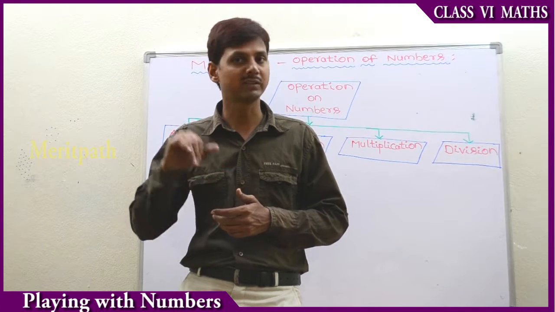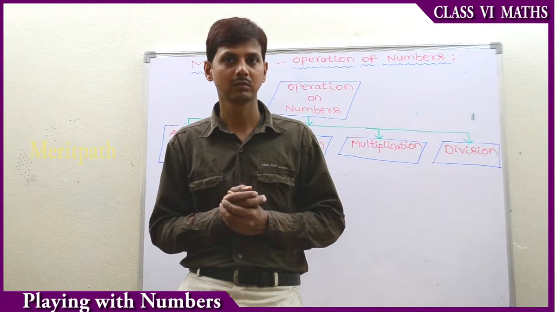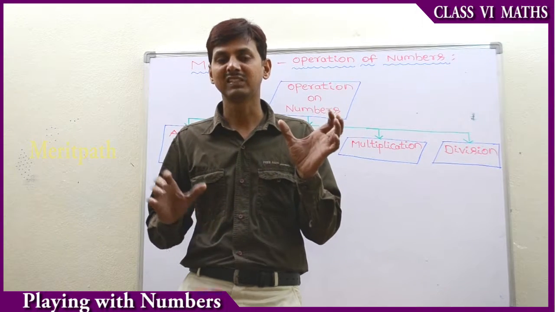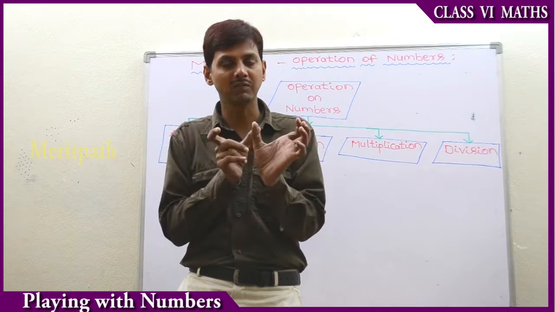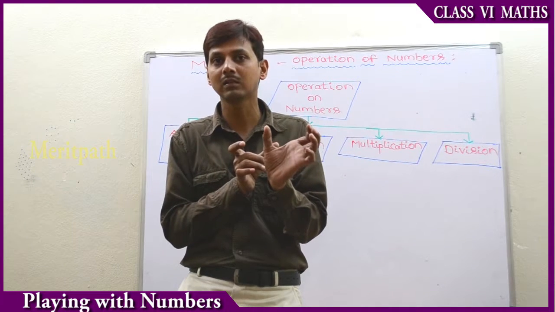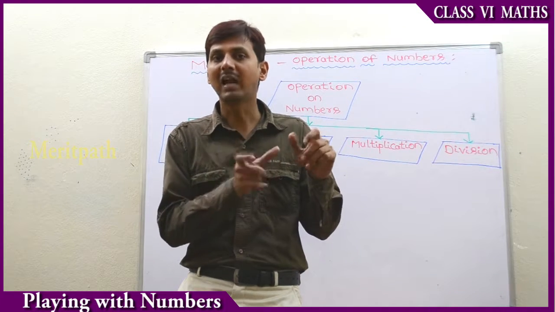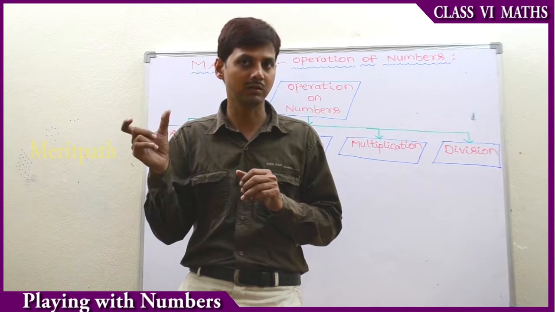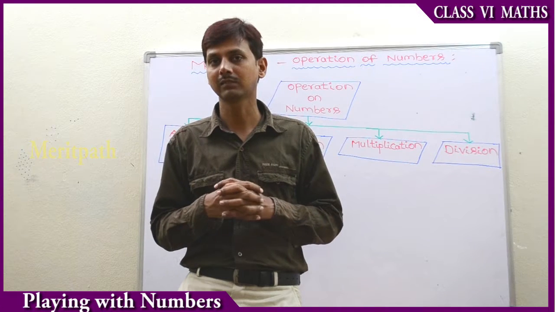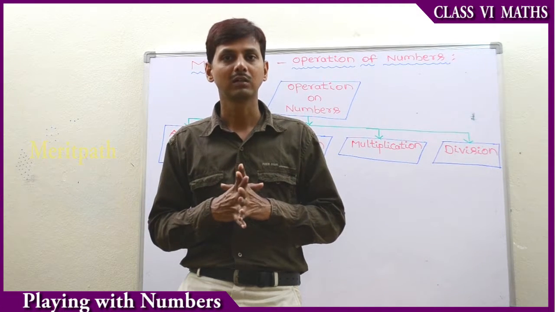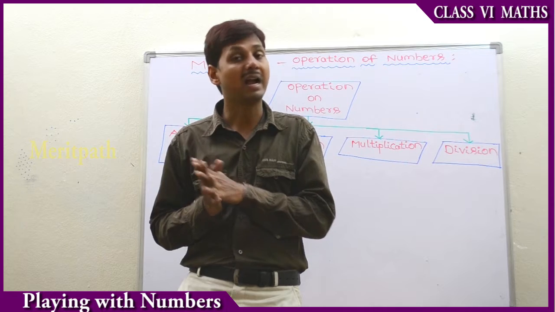Sometimes we get more than two numbers. Then we take any two numbers which are convenient for us to add, and we add them and get a result. That result is added to the third number and we get a final result. This is called grouping the numbers, adding by grouping.